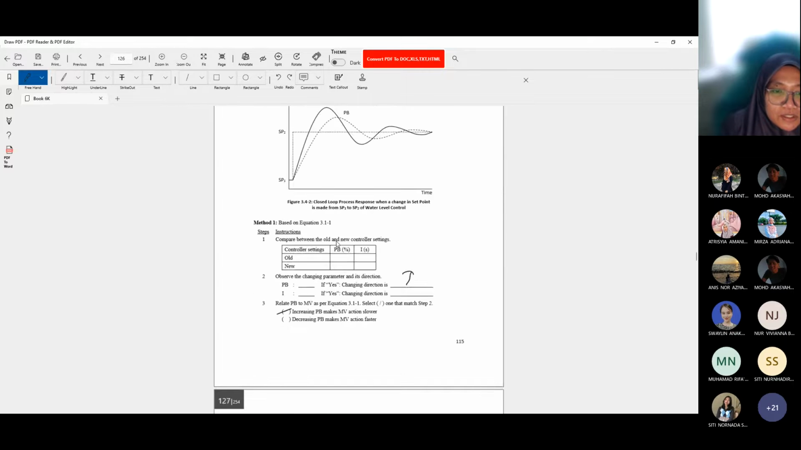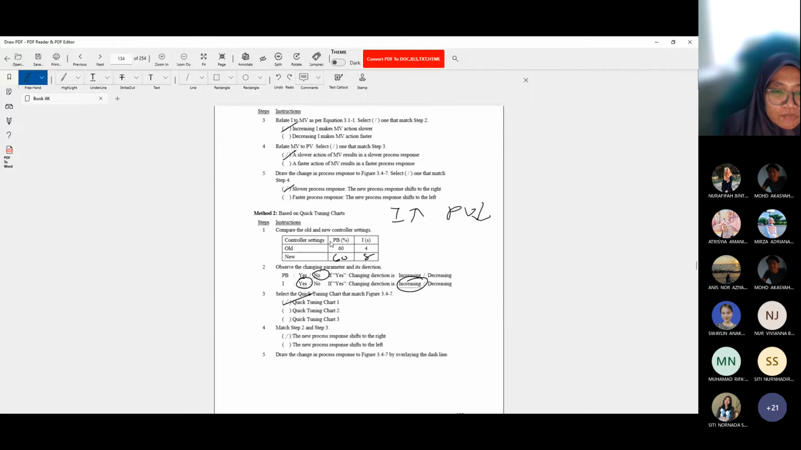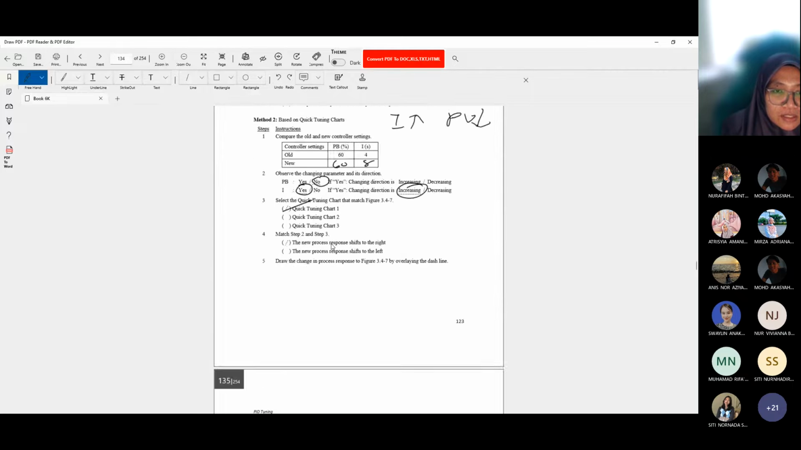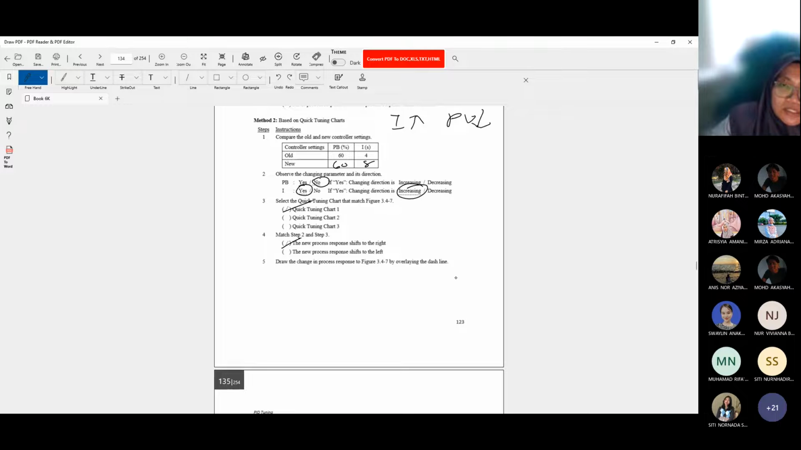So method number 2 is quite simple, right? You just look at the movement of the chart, then you can get the answer. Okay, so number 5, you need to draw the change in process response. Same as before, shift to the right. Okay, so this is the conclusion for the first exercise.